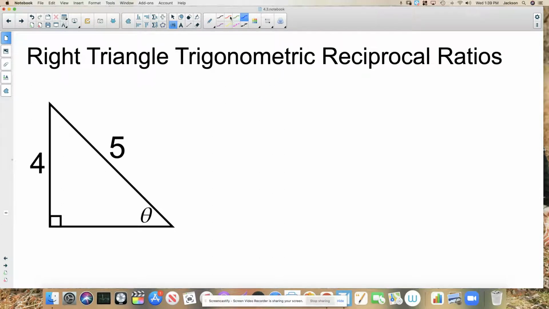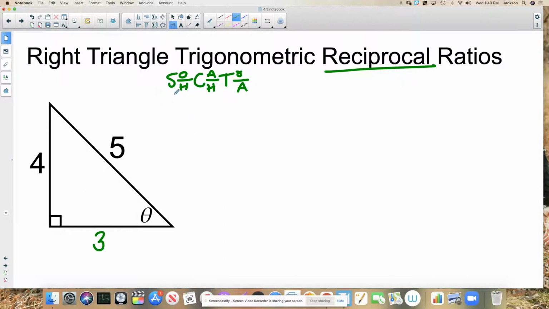Okay, so now that we've established, or at least reviewed, our three basic trigonometric ratios, SOHCAHTOA, sine, cosine, and tangent, let's introduce a new concept, which is three different trigonometric ratios that are reciprocals of these three ratios. So where you have sine is the opposite over the hypotenuse.